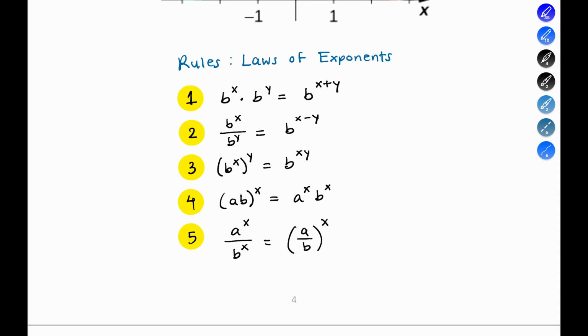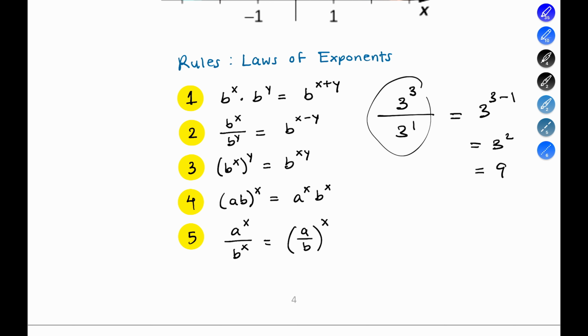And then we have the second one. So b to the power of x divided by b to the power of y is the same thing as b to the power of x minus y. So again, for an example, we have 3 to the power of 3 over here divided by 3 to the power of 1. And that should be the same thing as 3 to the power of 3 minus 1, or 3 to the power of 2, which is 9. And we could do the same thing over here. If we do it for real, then it would be 27 divided by 3, which is just 9.